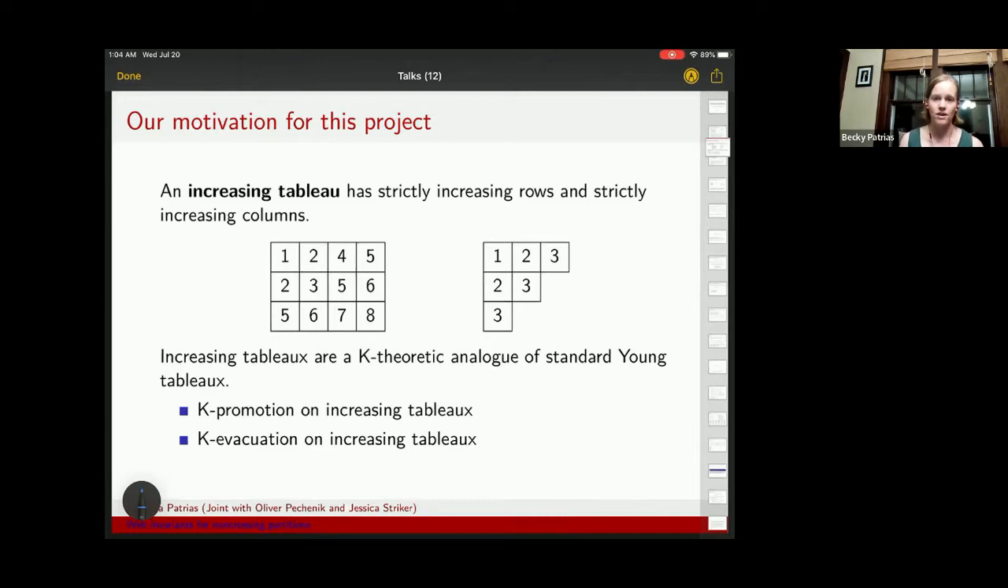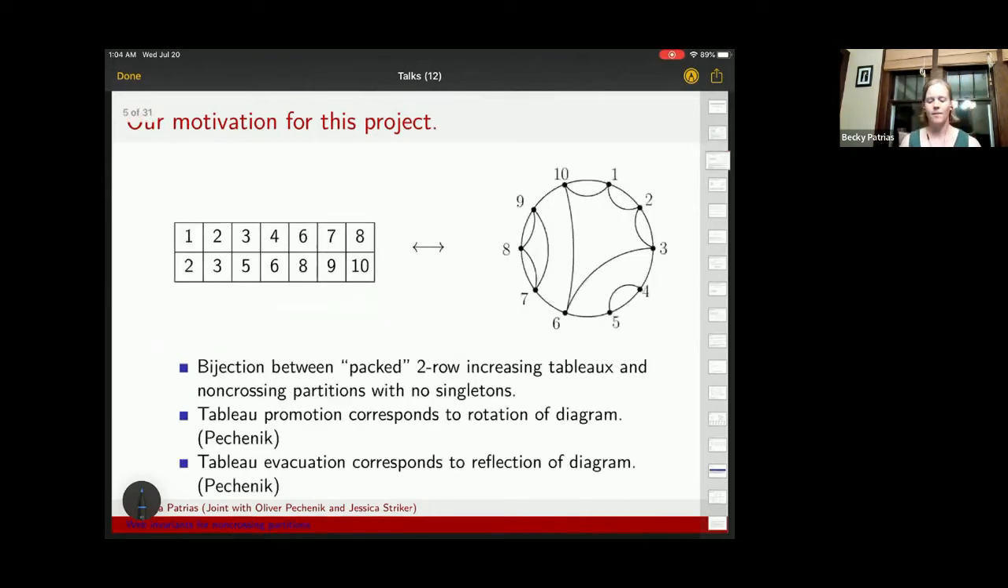So we have a K-promotion on these tableaux and a K-evacuation on these tableaux. What we want to do is mimic that same story with standard Young tableaux. In 2 rows, things are looking pretty good. There's a bijection between packed 2-row increasing tableaux and non-crossing partitions. Packed just means, for example, here I have every number between 1 and 10, so I'm not missing any entries. Again, if we do this K-promotion on our tableau, that corresponds to rotation of our non-crossing partition. And if I do evacuation of my tableau, it corresponds to a reflection of my non-crossing partition.